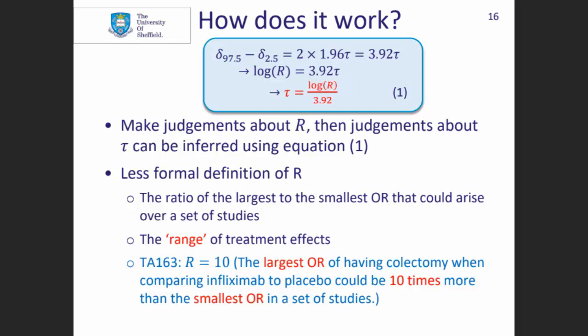So given this ratio is 10, we can plug 10 into this equation 1 and get what experts believe the heterogeneity parameter could be. So 10 would be equivalent to, say, tau equal to 0.6. So that is the transformation between the range of treatment effect and the heterogeneity.